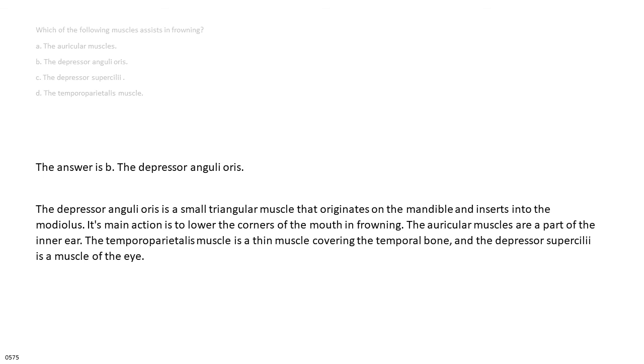The depressor anguli oris is a small triangular muscle that originates on the mandible and inserts into the modiolus. Its main action is to lower the corners of the mouth in frowning. The auricular muscles are a part of the inner ear. The temporoparietalis muscle is a thin muscle covering the temporal bone, and the depressor supercilii is a muscle of the eye.